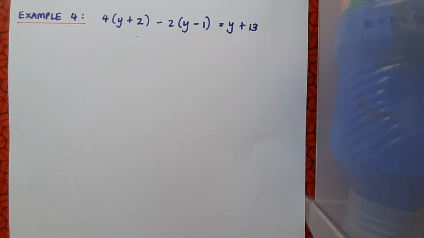Here's example 4. Just for a bit of variety, I've used y as my variable this time. In reality, you could have any letter appearing as the variable, so just be aware of that. If you see something besides x, it's not the end of the world, it's still the same approach exactly.